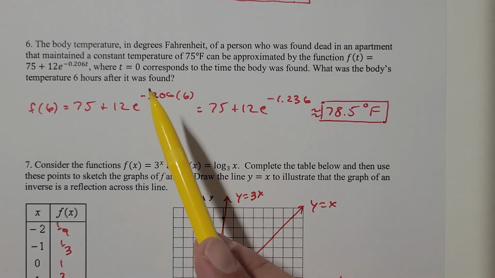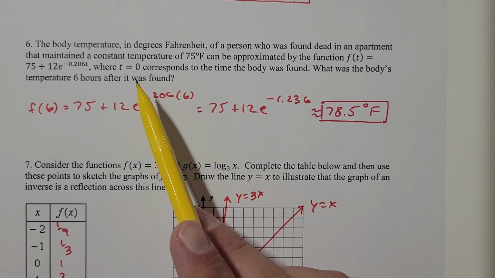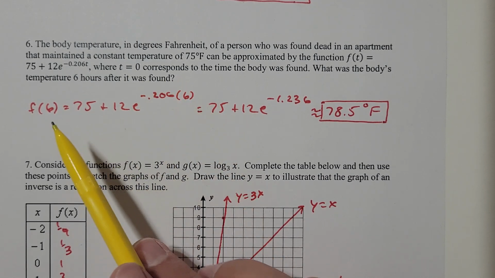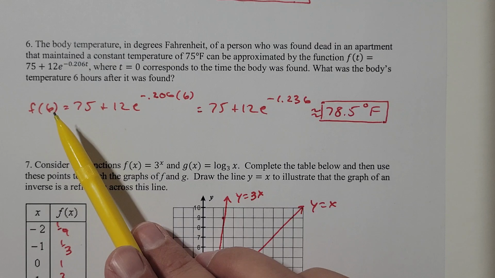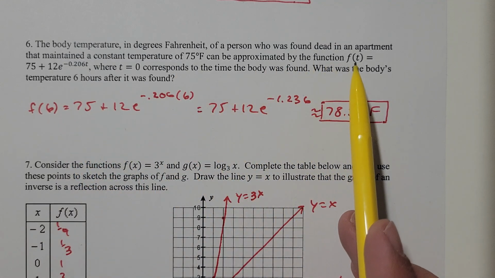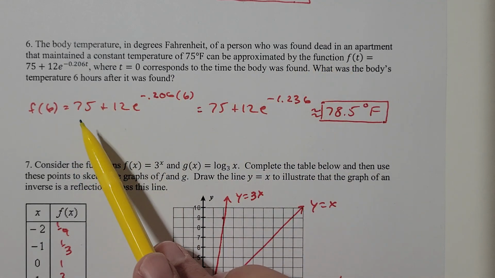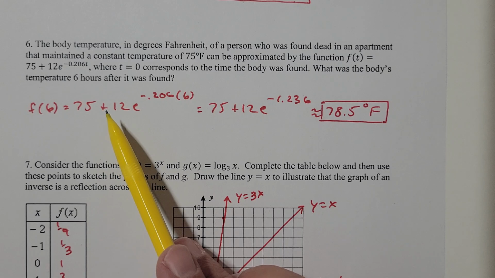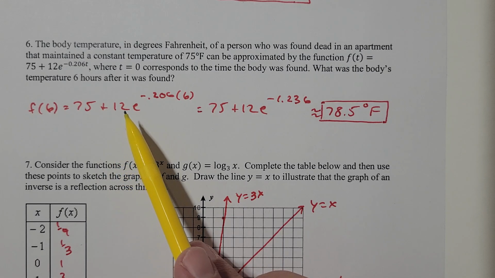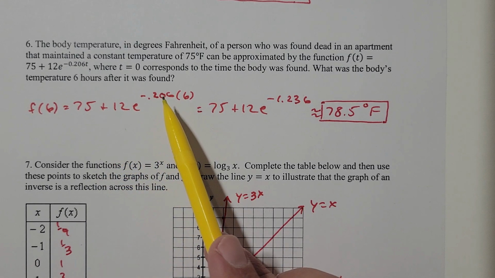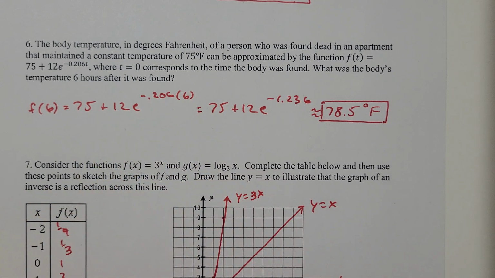All right, well, t is the time. So if I want to know the temperature of this person 6 hours after it was found, then t would be 6. So I'm going to go ahead and plug in 6 into this function here. I got 75 plus 12 times e to the power negative 0.206 times 6. And let's go ahead and simplify that.